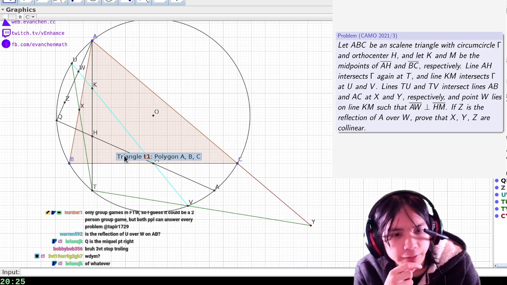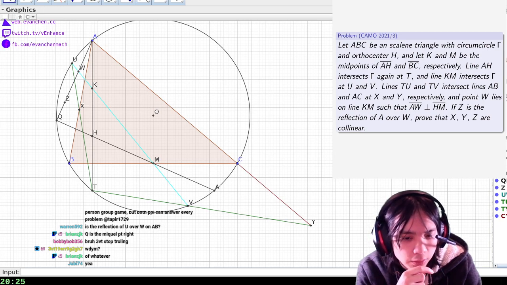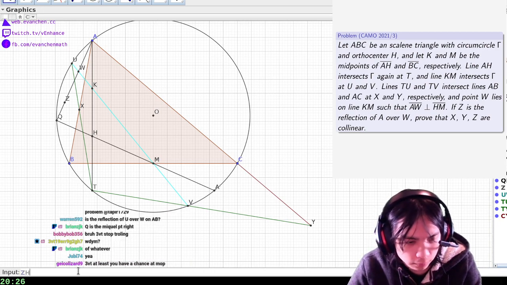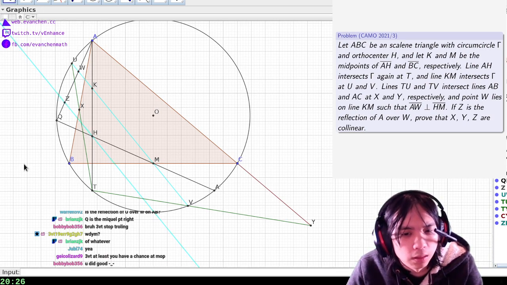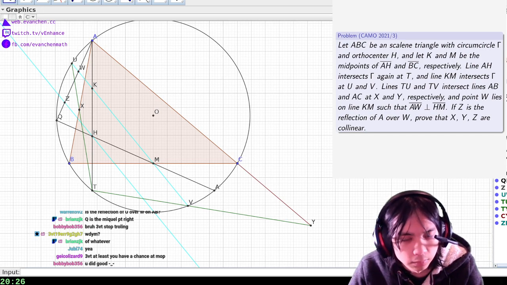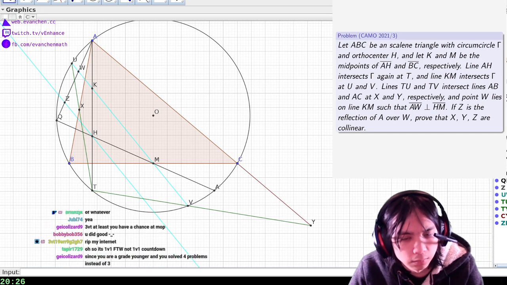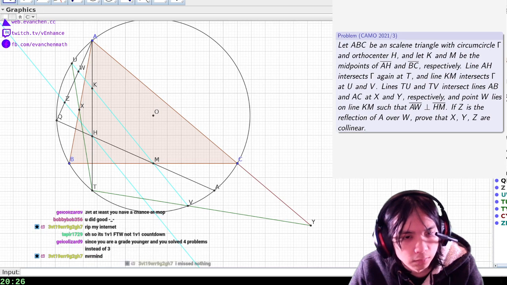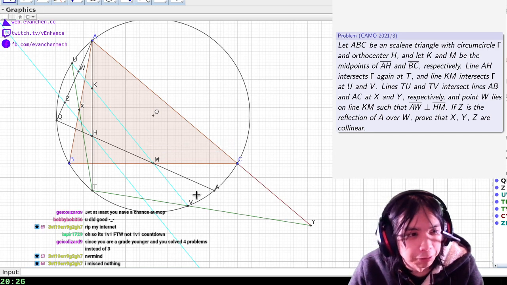Also ZH is parallel to UV, right? That's a true statement. Because K is the midpoint of AH and W is the midpoint of AZ. So I should draw K to ZH as well, I think. I wonder if I can throw some Pascal at this. What would a good Pascal be?